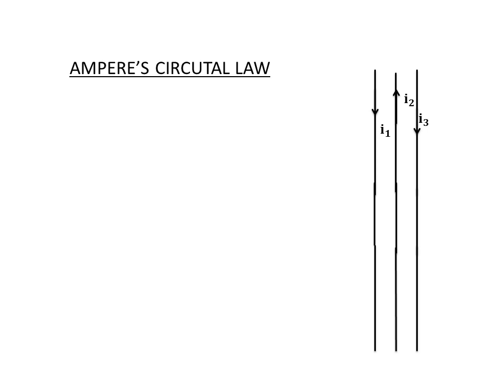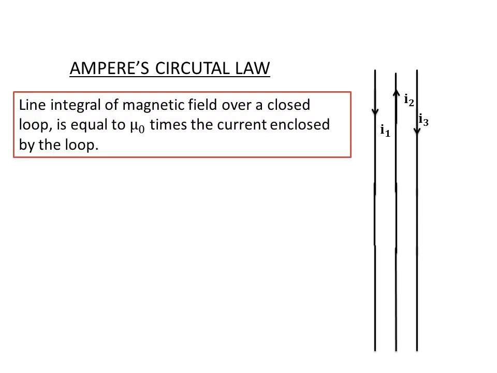Ampere's circuital law is very much similar to Gauss' law in electrostatics. Ampere's circuital law states that the line integral of magnetic field over a closed loop is equal to mu 0 times the current enclosed by the loop. Let us try to explain the law.